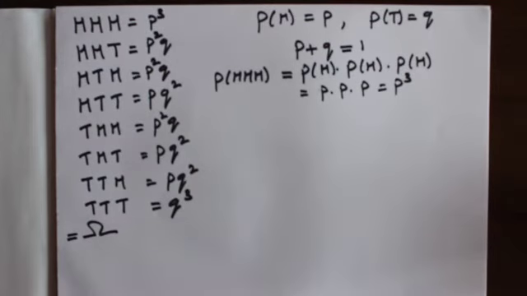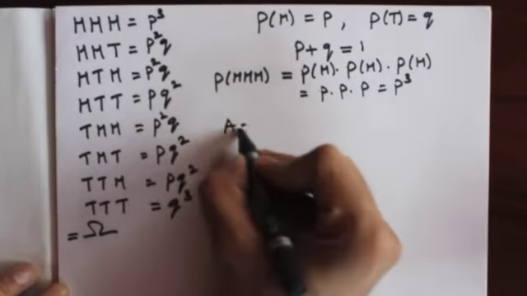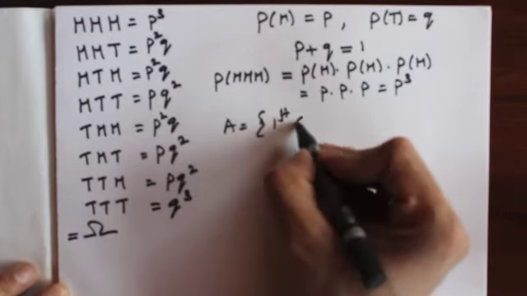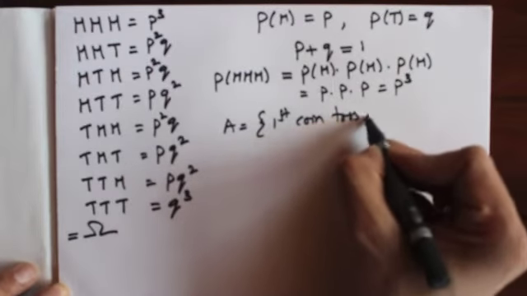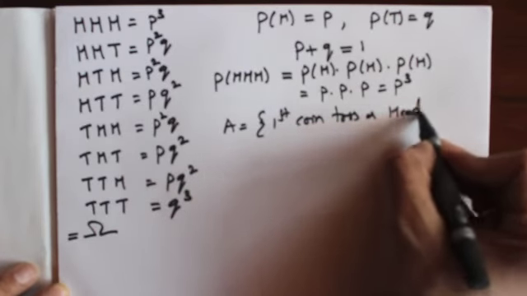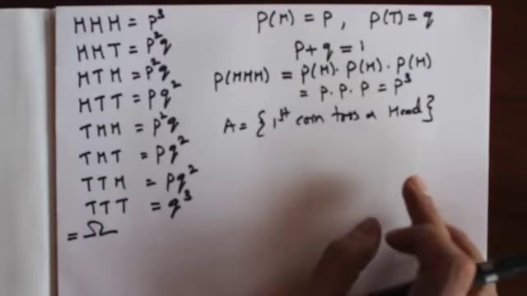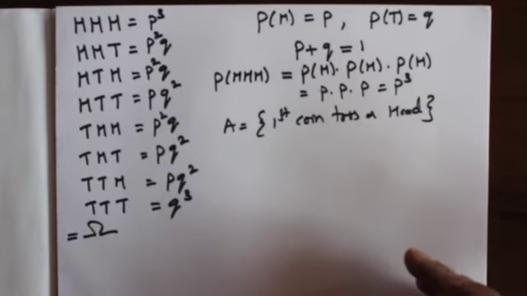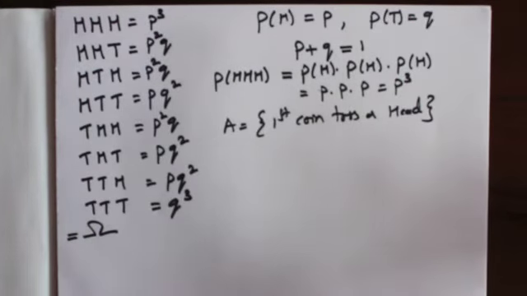Now let's just check this model that we've created. Actually, let's just make sure that our model agrees with our intuition. So let's define an event. Okay, let's define an event A equals getting the first coin toss a head. So we want our first coin toss to be a head. That's the event that we define, and we would actually like to find out what is the probability of getting a head on the first coin toss.